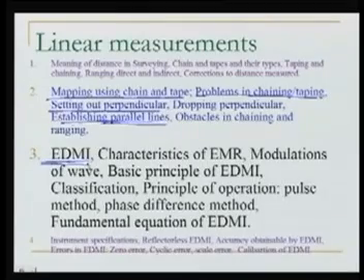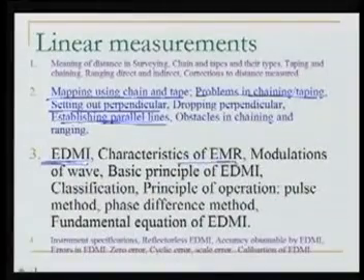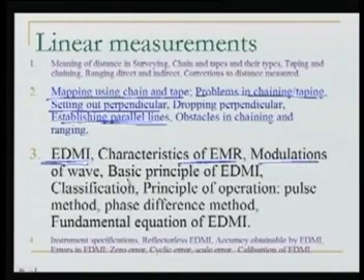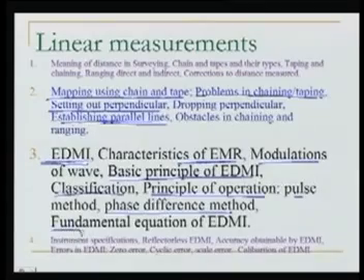So, how are we making use of the modern electronics to measure the linear distances? We will see, of course, very briefly the characteristics of the EMR, the modulations of the wave, then we will see how this EDMI works, the basic principles. Then there are various EDMIs, how to classify them. So, we will see the classification of that. Then the principle of operation, the pulse method, the phase difference method, and finally, we will look at the fundamental equation of the EDMI. So, this is what we will cover today.